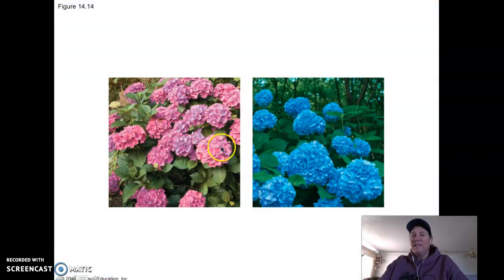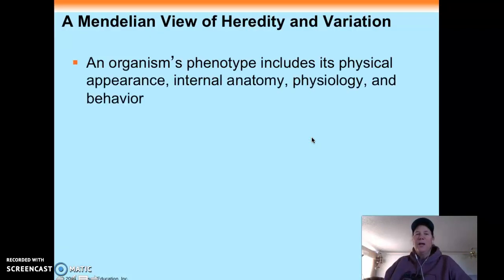These two have the same genotype, but because of where they are and what they absorb through the soil, they get totally different colors. So you can get a variance.